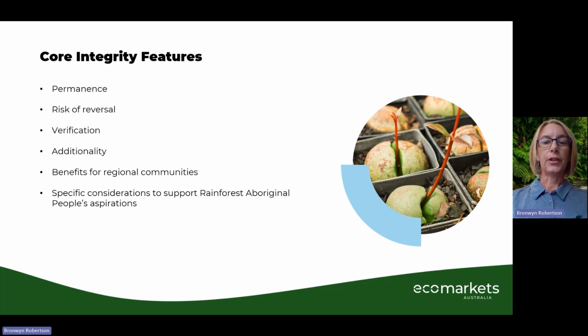The approach to verification and additionality are fit for purpose and again aim to achieve the balance between scheme security and integrity and practicality and feasibility. The last 2 points are really critical components of Cassowary credits, and they've been mentioned throughout this presentation, as it's important to note that the scheme has been specifically designed to deliver benefits not just for biodiversity, but also social and cultural benefits for regional communities, including rainforest Aboriginal people. There are clear descriptions of the approach to this within the guide.